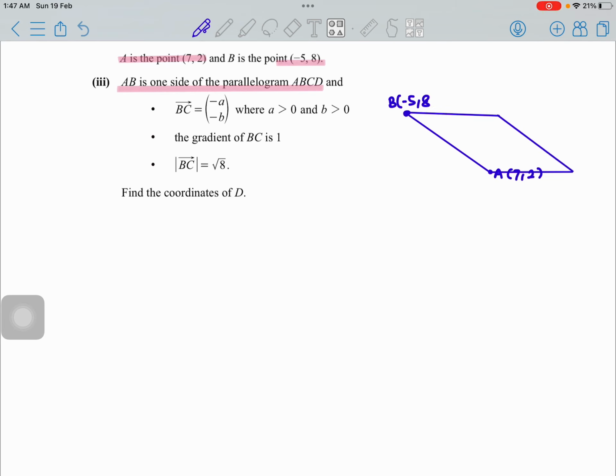And where will you place your C? It's very important. You have to go in a clockwise position. Do not put your C over here. So you started with A, then you're going to B. This is going to be C and then D.